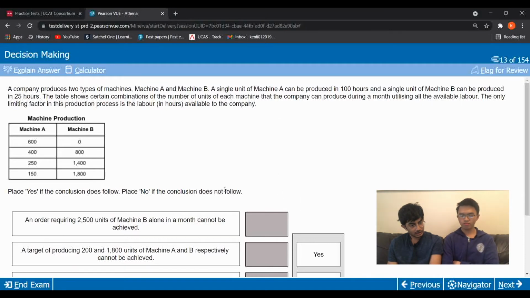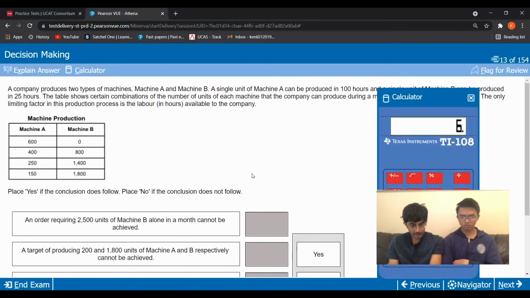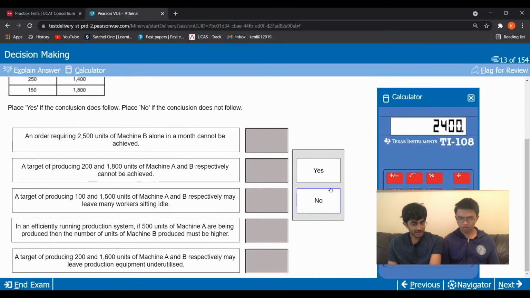I would say you're gonna have to work this out, aren't you? So making 600 machine A, and machine A costs 100 hours, so you've got 60,000 hours. And you have to do 60,000 divided by 25 to work out how many machine Bs you can make, the maximum amount you can make. So Alt C, so it's 60,000 divided by 25, 2,400. So that's obviously less than 2,500, so the answer is no. Wait, cannot be achieved. It's yes.